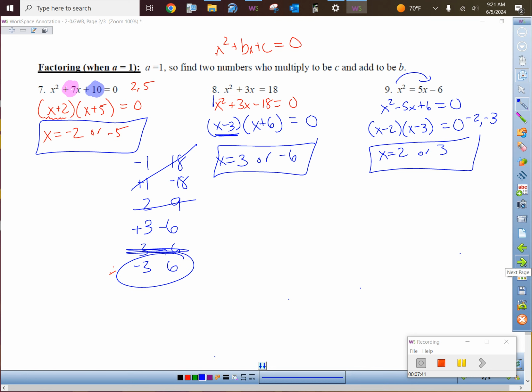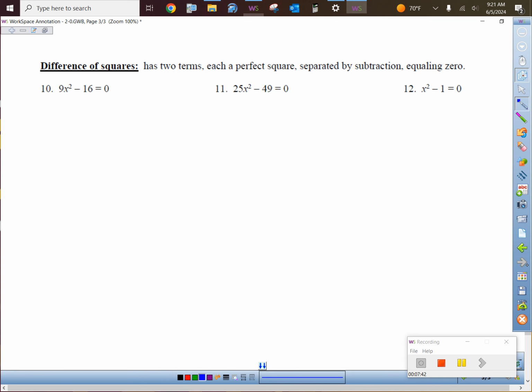And then the last way of the day is my favorite. It's the easiest one to factor in my opinion. It's called the difference of squares. Difference means it's got to have a subtraction. Boom, boom, boom. Do you see all these guys have a subtraction sign in the middle? And squares means these two guys are both perfect squares.